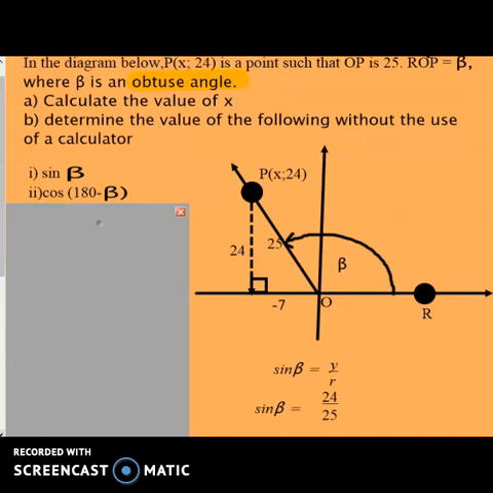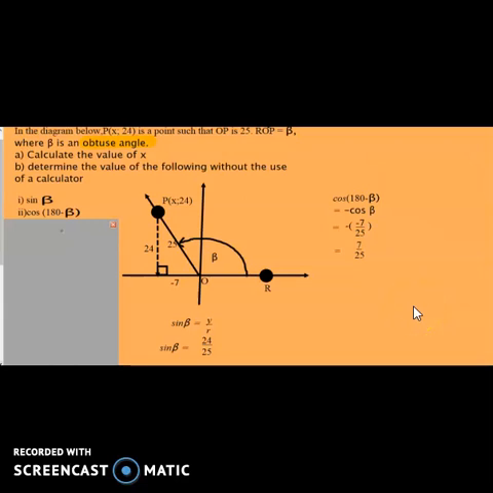Our next question is cos of 180 degrees minus beta. But now, please, cos of 180 degrees minus beta will give you a negative value as an answer. But here, beta is no longer an acute angle, it's an obtuse angle. So that in itself brings about changes. So please follow very carefully as we do these sums. Right, so here we go.